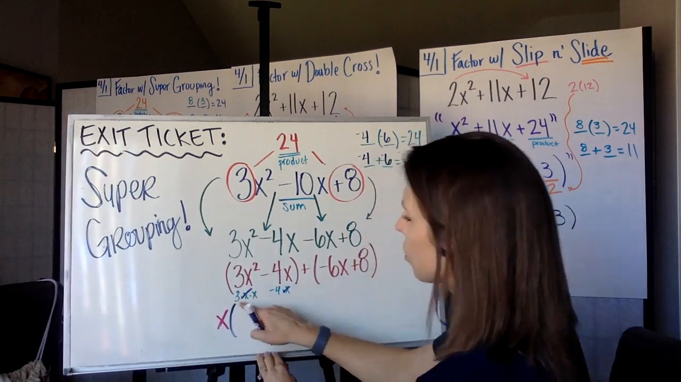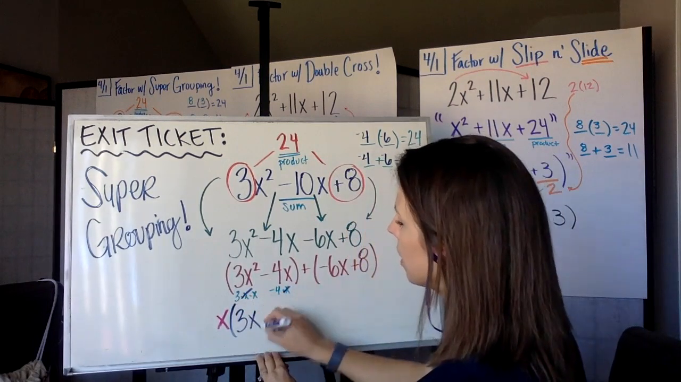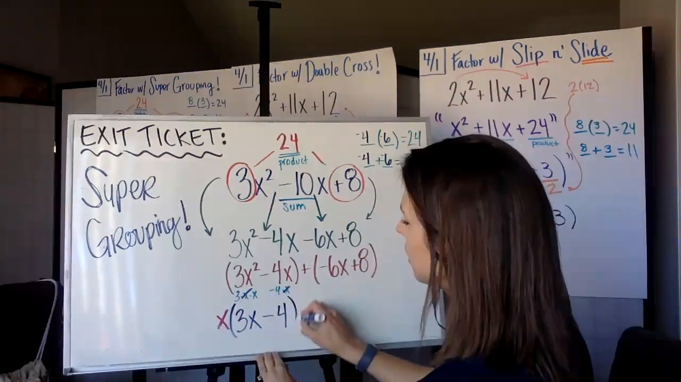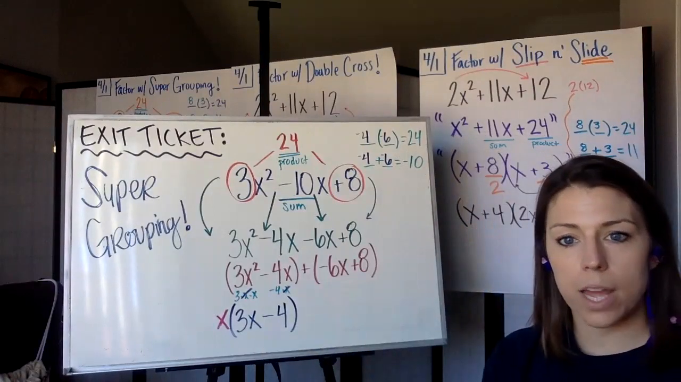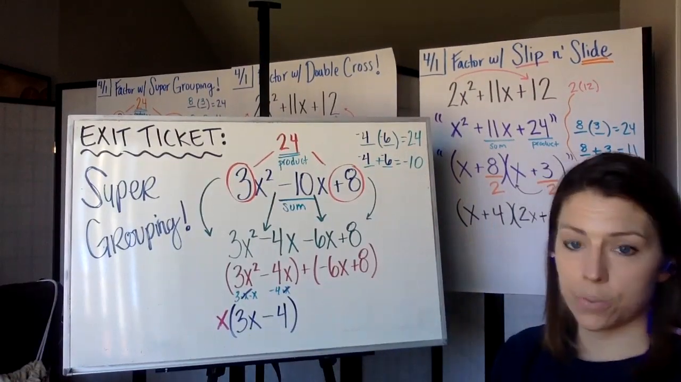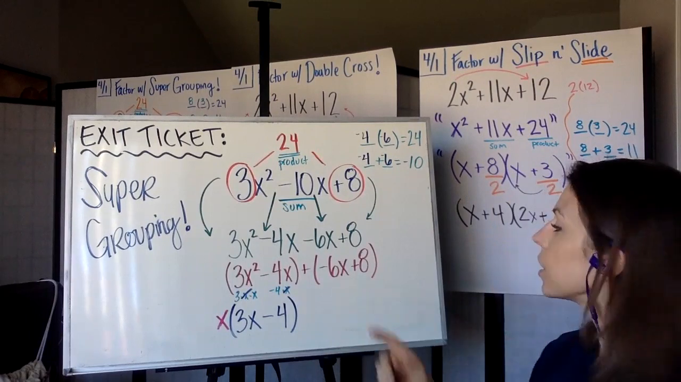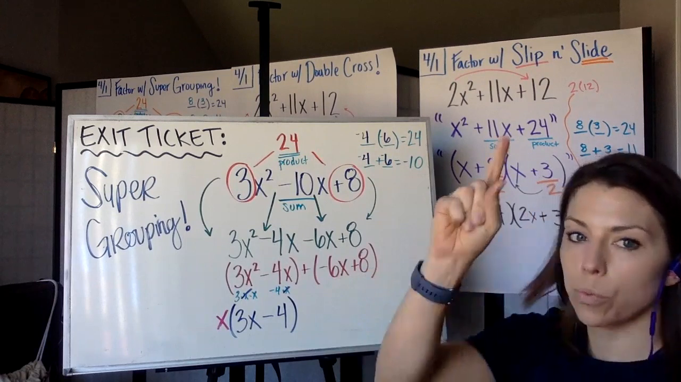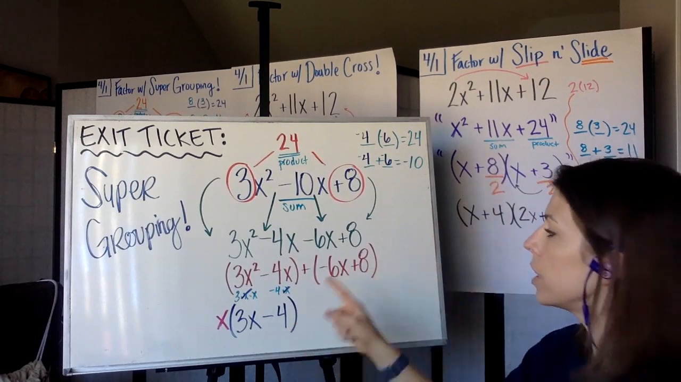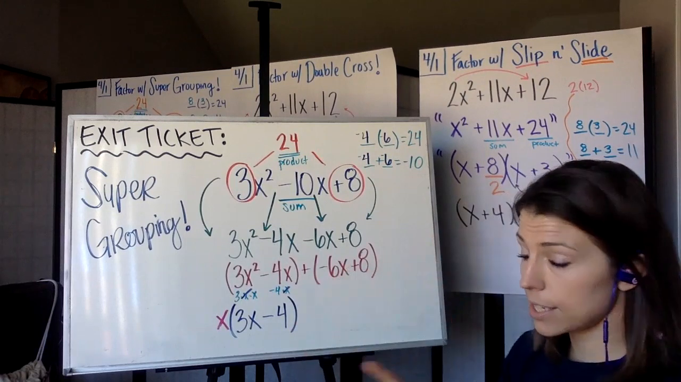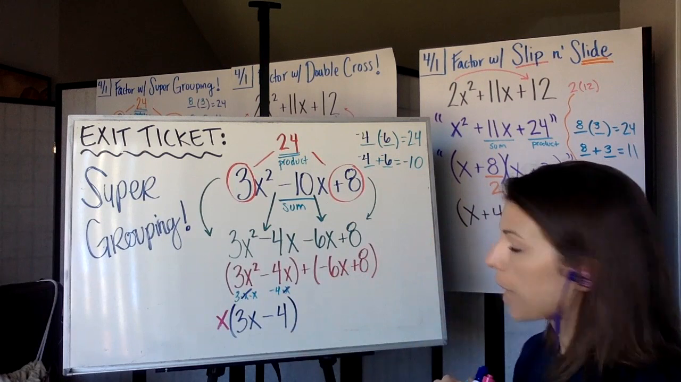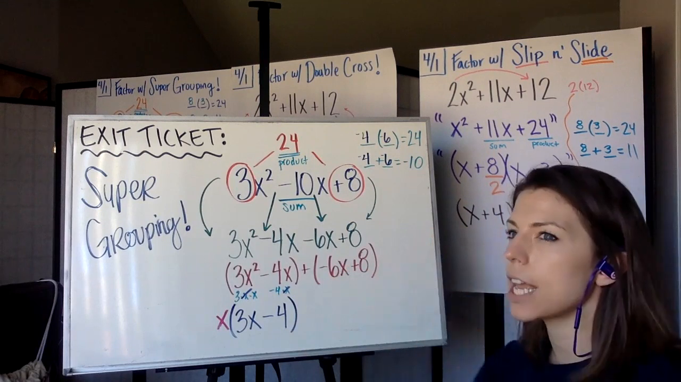That leaves me with 3x in the first term and negative 4 in the second term. So first one, x times 3x minus 4. Same thing over here. What is the greatest common factor of 6x and 8? Wait a minute, I made this mistake earlier. It's a negative 6x, not a positive 6x. So we have to factor out a negative. So what goes into negative 6 and 8?